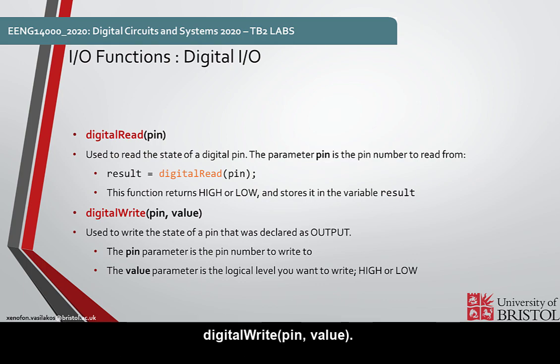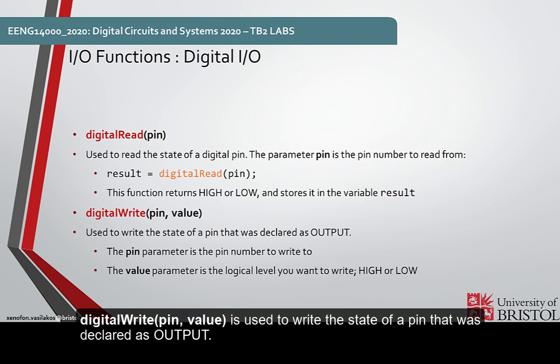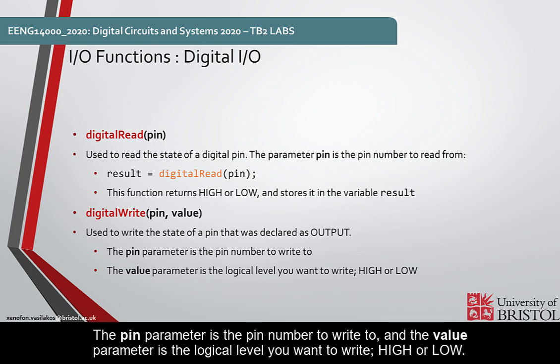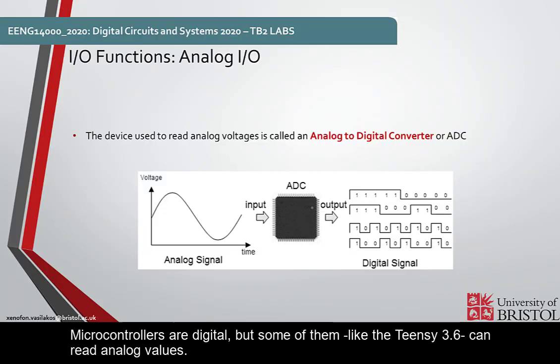digitalWrite. digitalWrite is used to write the state of a pin that was declared as output. The pin parameter is the pin number to write to, and the value parameter is the logical level you want to write, either HIGH or LOW.